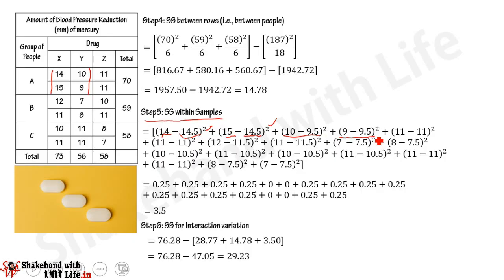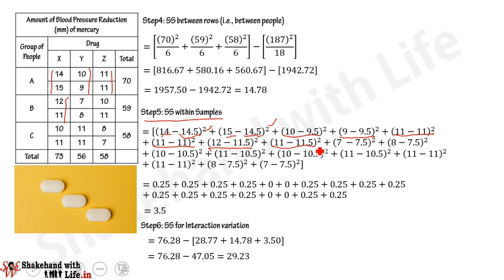Because the mean of 10 and 9 is 9.5. Similarly, the mean of 11 and 11 is 11. Therefore, 11 minus 11 squared and 11 minus 11 squared again. Now, the mean of 12 and 11 is 11.5. Therefore, 12 minus 11.5 squared, and then again 11 minus 11.5 squared.